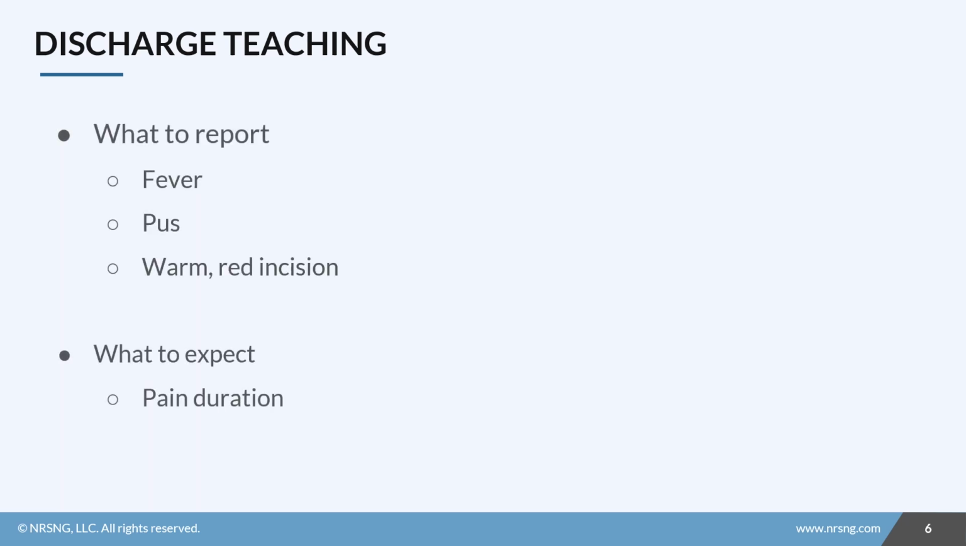Okay, so we all know surgical site infections are a huge concern after surgery. So, with this said, we need to teach our patients any signs of this, including fever greater than 101 Fahrenheit, a warm red incision with any pus or discharge, also worsening pain that can't be relieved with medications, and nausea and vomiting that is persistent.